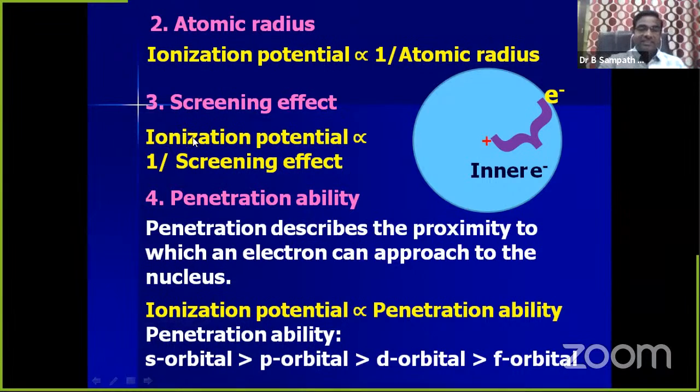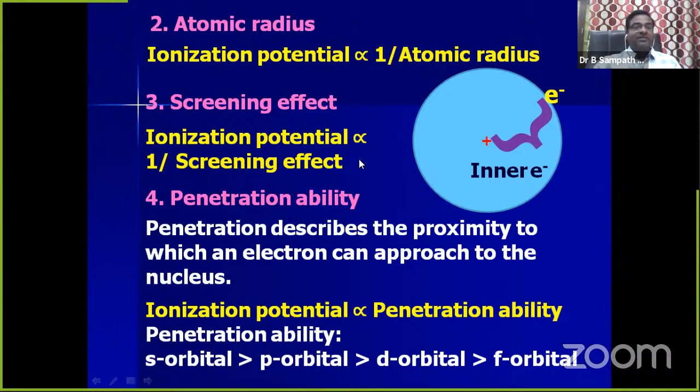So that's why, see children, ionization potential is inversely proportional to the screening effect. That is, if the screening effect or inner electrons are greater, the ionization potential is less. If the screening effect or inner electrons are less, then ionization energy is more, because of more attraction of the nucleus over valence electrons. Therefore, it is difficult to remove the valence electrons. That's why we have to supply more energy.